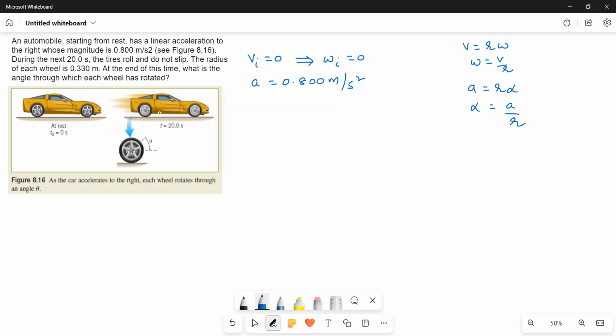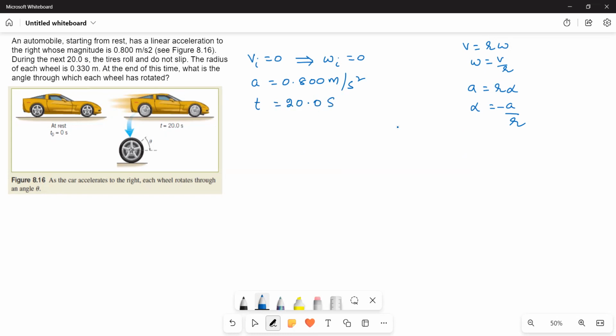And here, the picture shows that the tire is rotating in the clockwise direction. Clockwise direction in angular quantities means the angular acceleration will be in the negative direction. So we have to put a negative sign here. And then what is given next? Time is given as 20 seconds. t is equal to 20 seconds.